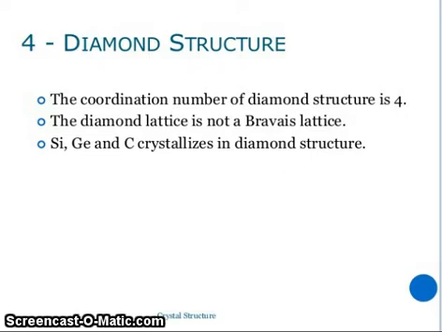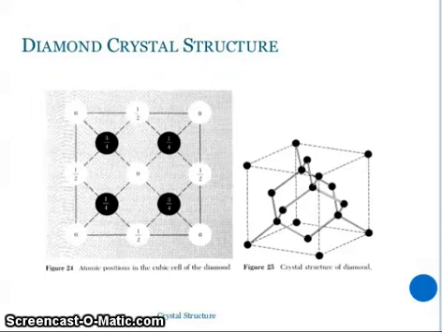Now friends, diamond structure. The coordination number of diamond structure is 4. The diamond lattice is not a Bravais lattice. Silicon, germanium and carbon crystallize in diamond structure. So you can see the diamond structure in this figure, diamond crystal structure.